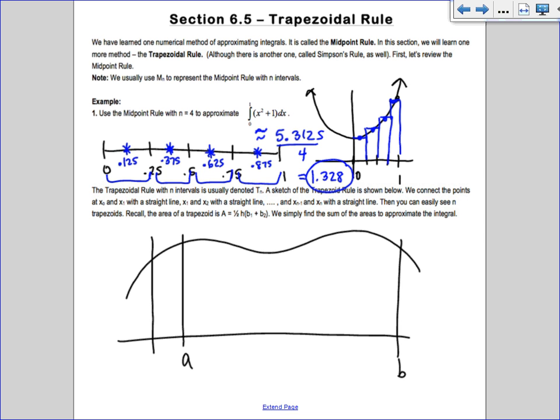If I have the area from A to B, let's say I'm breaking it into different intervals. Here's what's going to happen. You're going to take your endpoint and connect it with the other endpoint. So it's kind of a combination of right and left endpoints. And when you do that, it's going to create these trapezoids. I should have drawn it more exaggerated so you can see.